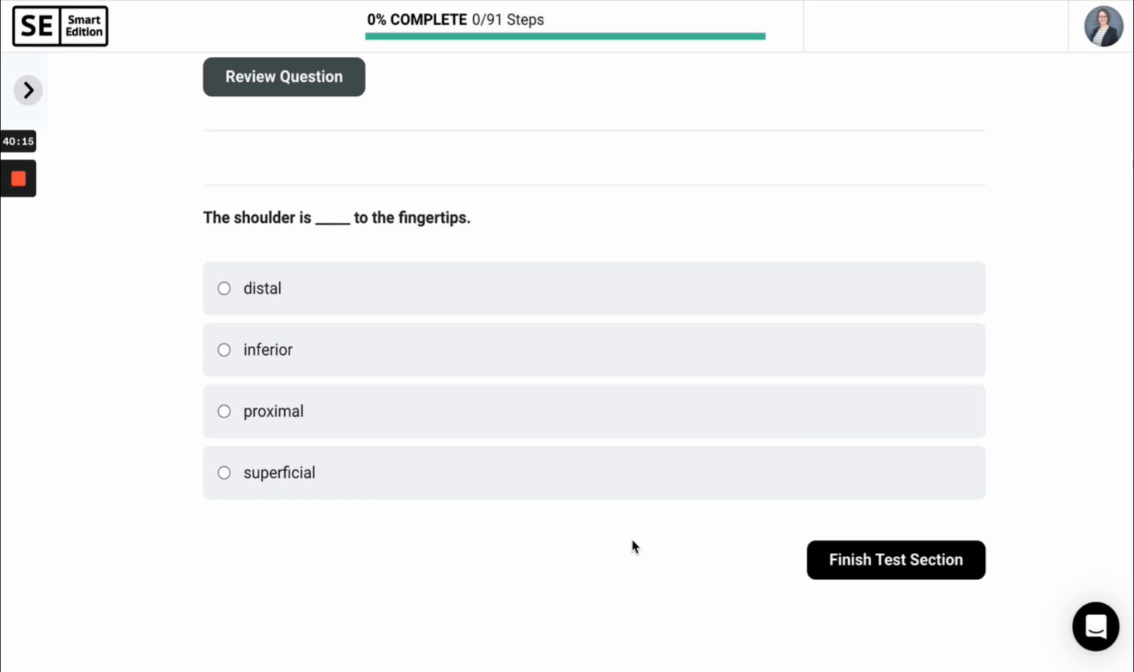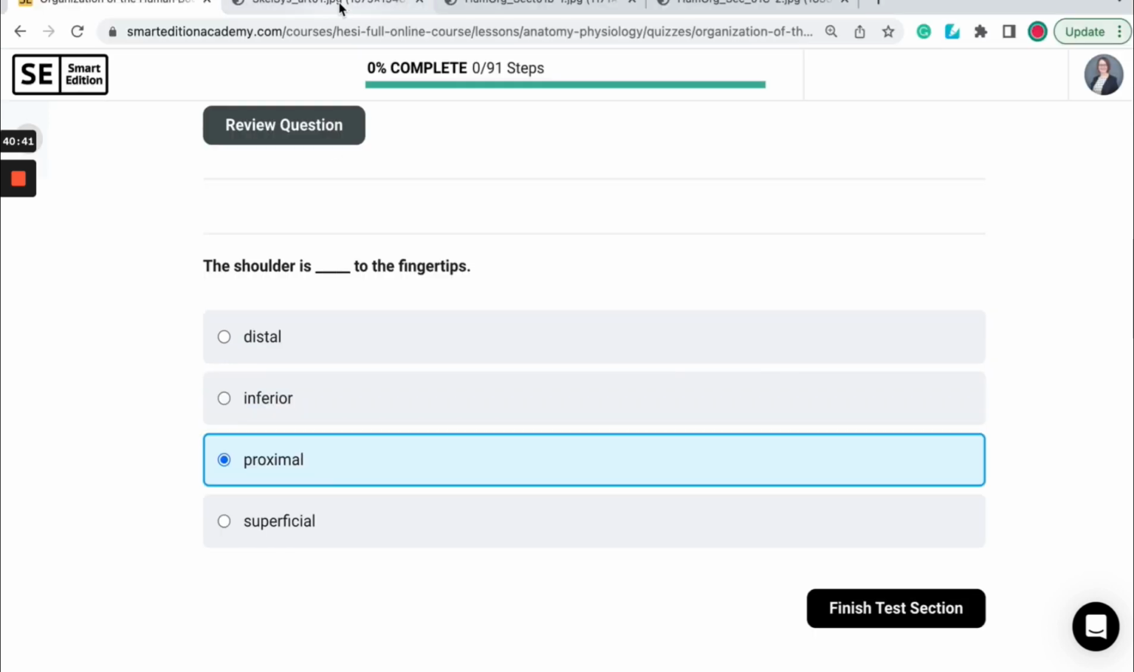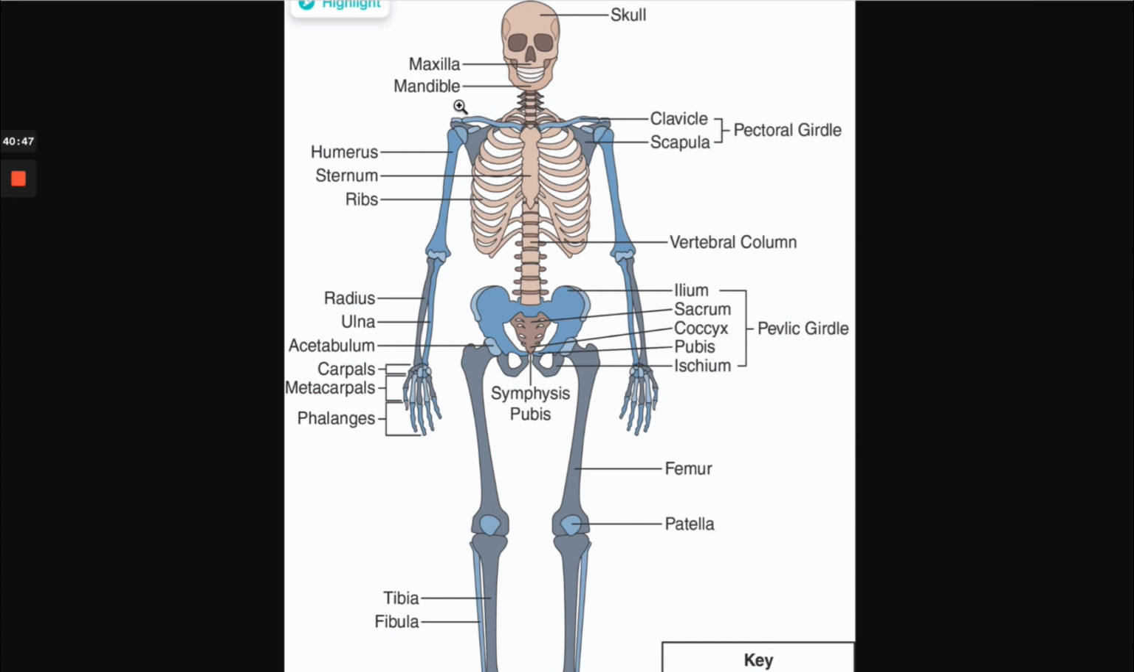The shoulder is blank to the fingertips. Is it distal, inferior, proximal, or superficial? So the correct answer here is proximal. Let's go back and look at our skeleton again. Your shoulder is up here and fingers here, phalanges.